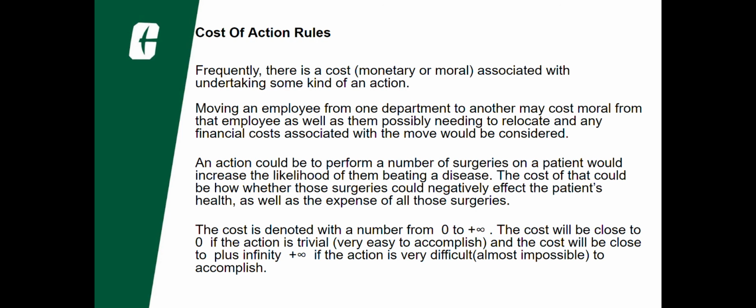Another example, an action could be to perform a number of surgeries on a patient, which would increase the likelihood of them beating a certain disease. But the cost of that could be whether those surgeries could negatively affect the patient's health, as well as the expense of all those surgeries. So again, it takes knowledge of the business, and those different things need to be considered. Those costs need to be considered when deciding if an action rule should actually be acted upon.